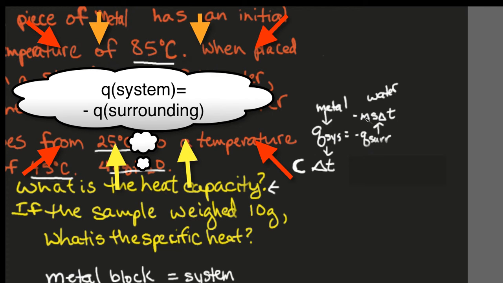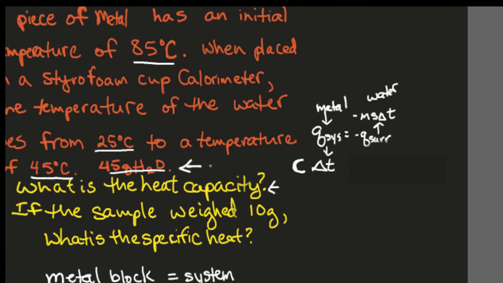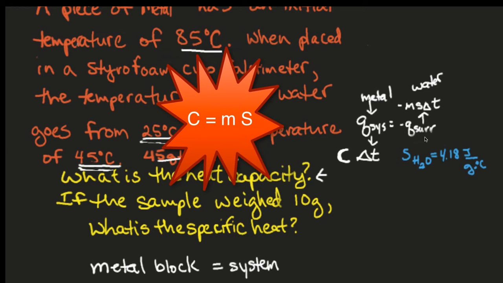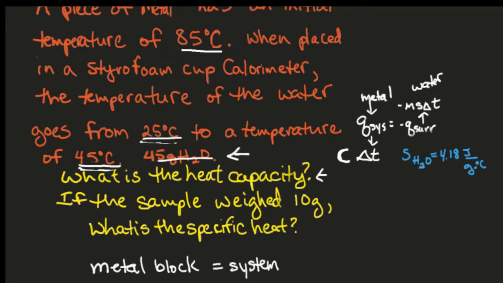Now I did give you the mass of the water. It's right here, the 45 grams of H2O. I do know the specific heat of water. You should know that. If not, you haven't been doing enough practice problems, because water is usually the one you use whenever you're dealing with these styrofoam cup calorimeters. The specific heat of water, if you were to look it up, is the amount of heat required to raise the temperature of 1 gram of your sample 1 degree Celsius. It's per gram. Same thing as heat capacity, but per gram. And that would be 4.18. So when you plug and chug, what does it look like?